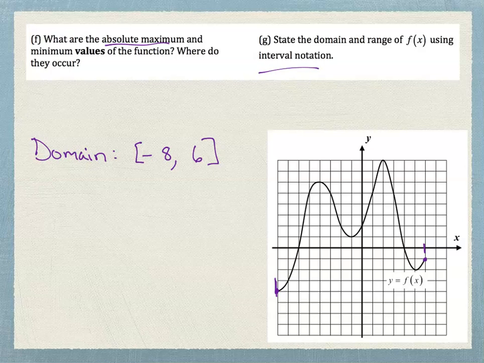My range goes from bottom to top. This is the lowest point that I hit, which is -4, and we're going to include that. It's a closed circle there. All the way up to my absolute maximum, which happens at 8. So the range is -4 to 8, and that is also closed.